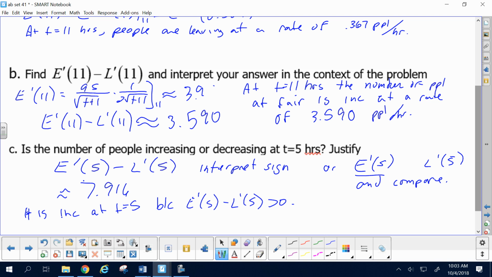You could find this, find that, and say increasing because the enter rate at 5 is greater than the leave rate at 5. Now I will say this, what I have here on this side wouldn't cut it because it has no evidence. You have to not only say the conclusion, but you have to report the evidence to back it up. So you'd have to give E prime at 5, give L prime at 5, and say, boom, there's the evidence, it's increasing because. You with me? Okay.